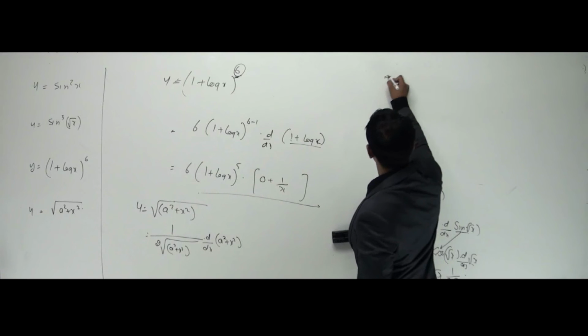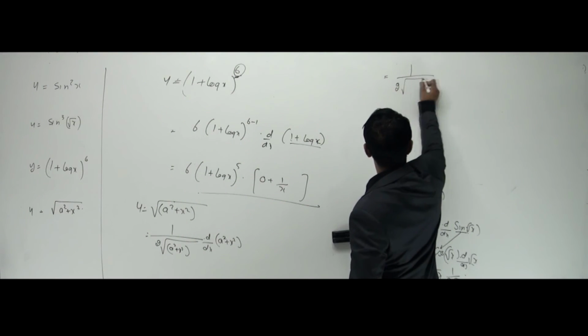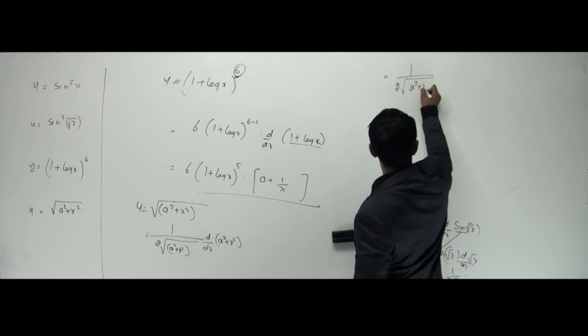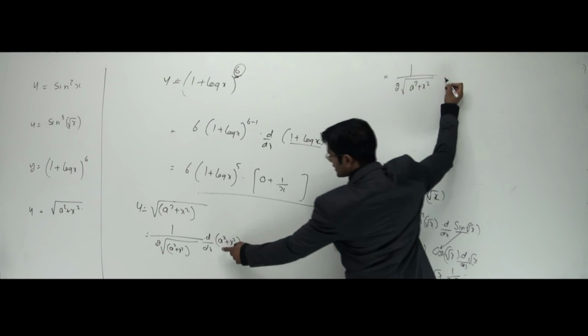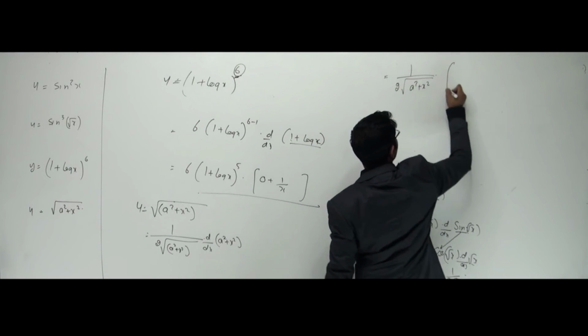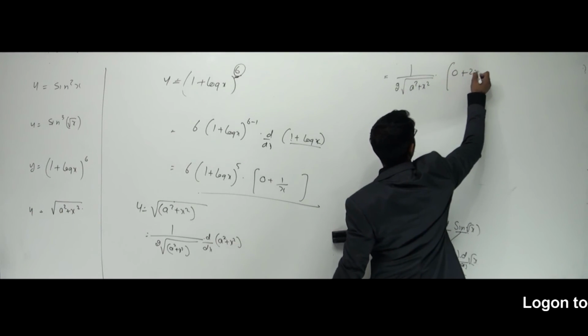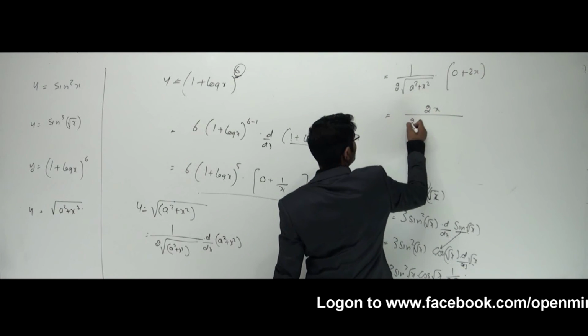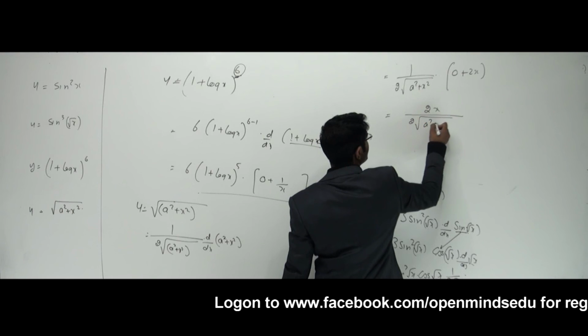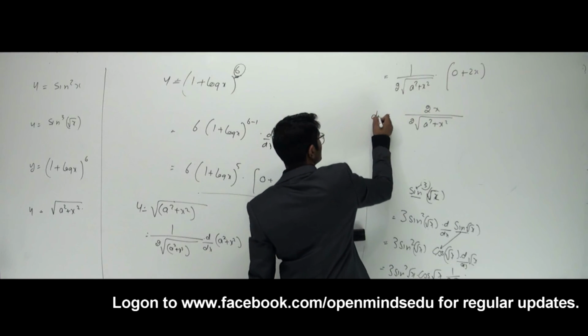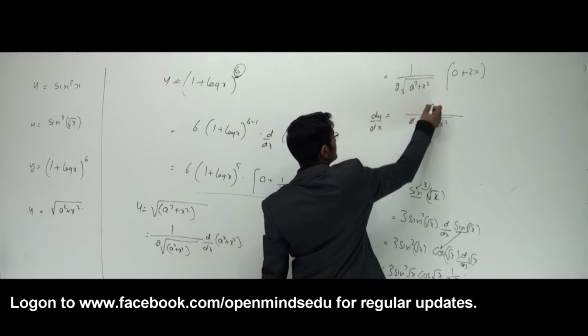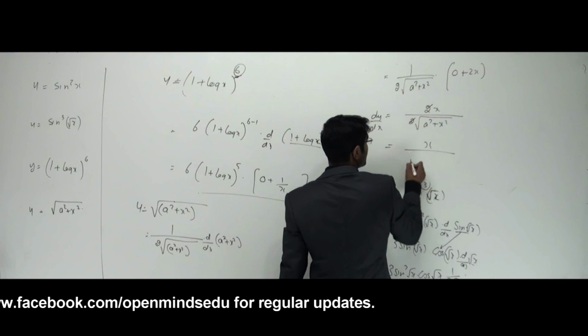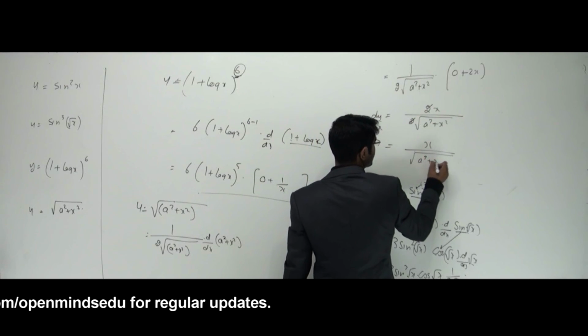So I have 1 by 2 root of a squared plus x squared into, how do you differentiate this guy? They are individual functions. So a squared is a constant, so its derivative is 0, and x squared gives 2x, and that's it. That goes like 2x by 2 root of a squared plus x squared. I can cancel this 2 and this 2. The answer is x by root of a squared plus x squared.